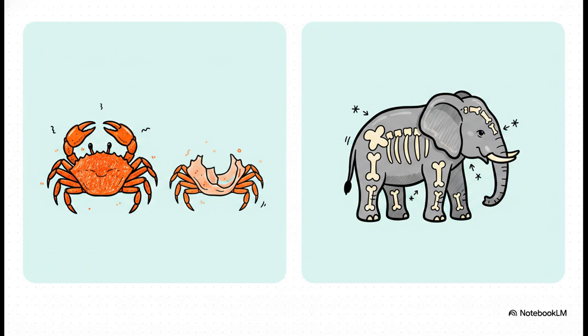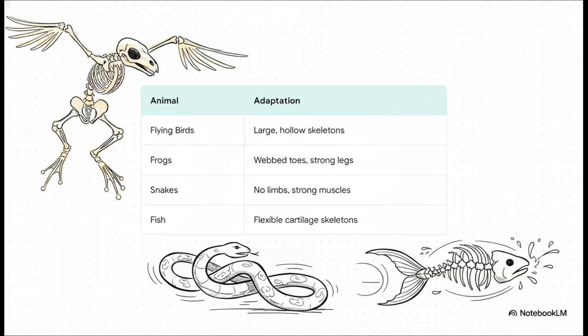On the other hand, we have endoskeletons. Vertebrates, like us humans or frogs or elephants, have internal bones that are covered with muscles. And the really brilliant part, our endoskeletons actually grow right along with us. Plus, an animal's skeleton completely dictates exactly how it moves through the world. I mean, just look at how perfectly engineered these adaptations are.